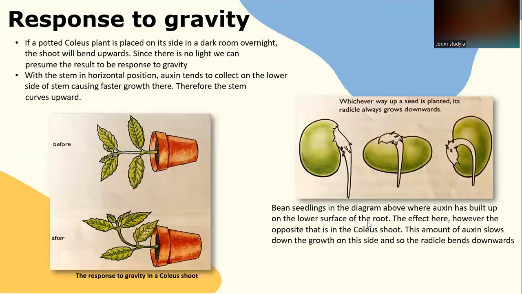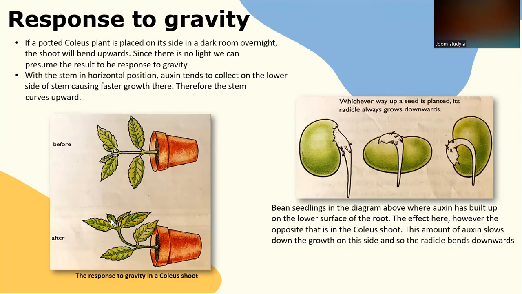Response to gravity. This is an example of a plant, a bean seedling, which shows how plants respond to gravity. If the potted plant is placed on its side in a dark room overnight, placed like this, this is the before, how the plant looks. And the shoot will bend upward. You see after, the plant is bent upward.